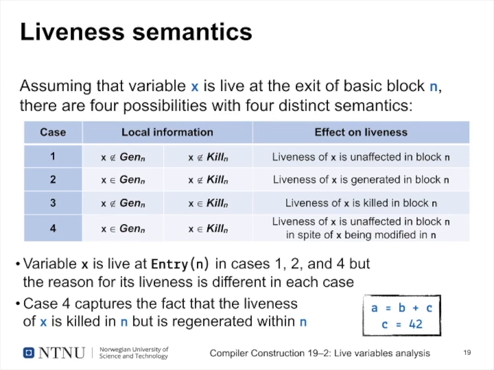So we see that variable x is live at the entry of our basic block n in cases 1, 2, and 4. But the reasons for this variable being live are different for each case. And our last case, case 4, captures the fact that the liveness of x is actually killed in n, but then we regenerate our variable in n. So we have something like a equals b plus c, so we're using it here, and then we're redefining c with 42, so that might be a case where our option number 4 might apply.